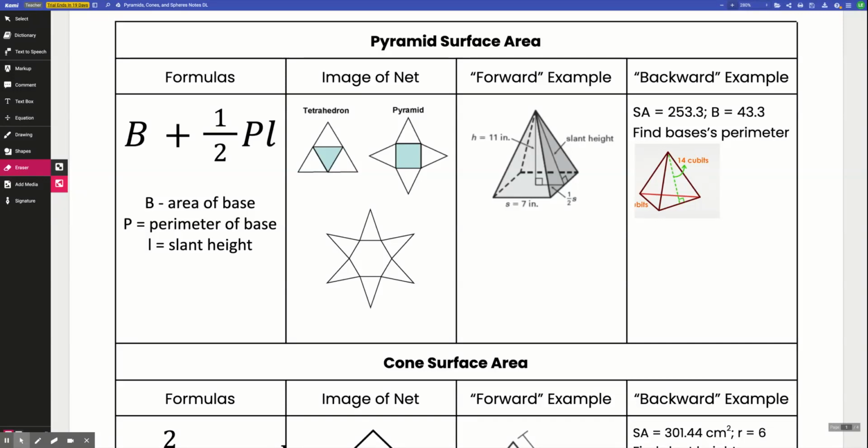Hello everybody. In this video, I'm going to go through a couple examples for you and explain the formula for surface area for pyramids and cones. Then you're going to see another video that deals just with volume, and then I'll talk about spheres in a pretty short video after that.